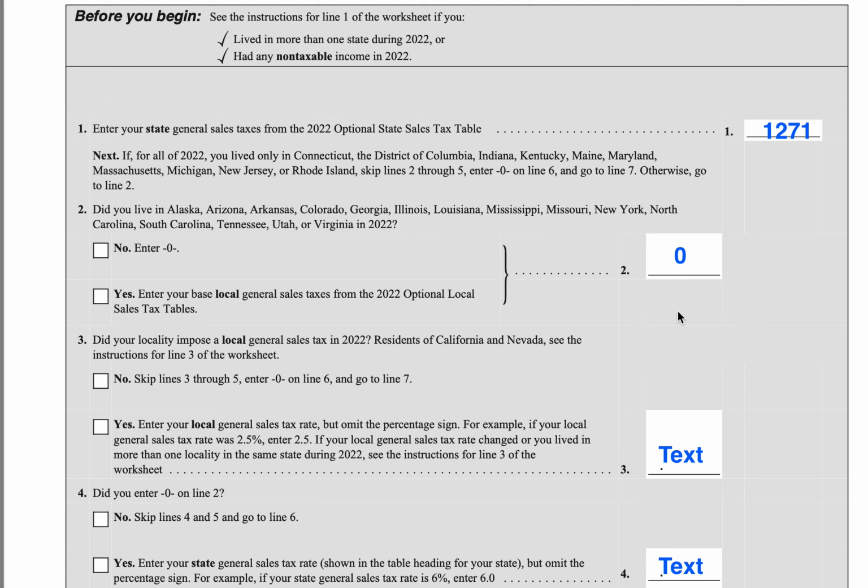So, let's just say that John Doe did live in a locality where they imposed a 2.5% tax rate, we would enter 2.5. If it changed, then there are specific instructions.